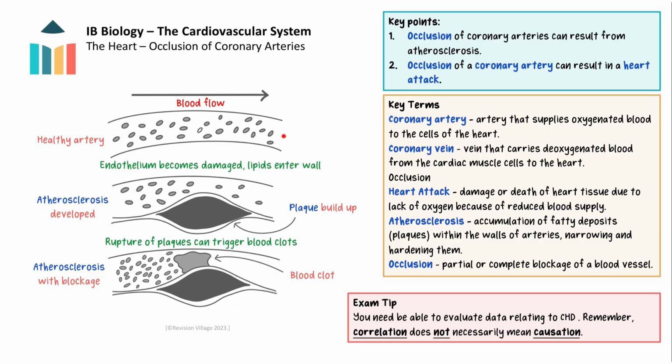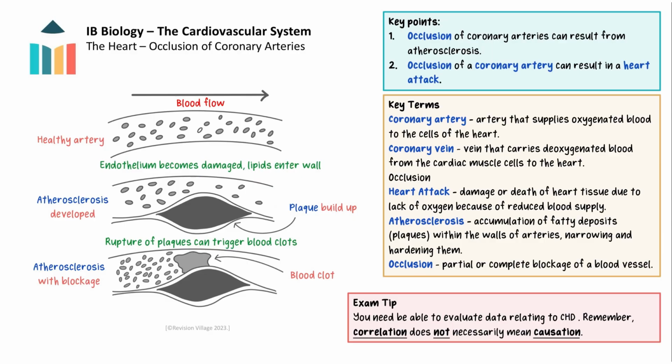The process begins with damage to the inner endothelial lining of the arteries, possibly due to high blood pressure or inflammation. When the endothelium is damaged, it becomes more permeable, allowing lipids to enter the artery wall. These lipid particles accumulate and form plaques. As plaques grow, they can protrude into the artery lumen, narrowing the space through which blood can flow. This reduction in blood flow is known as an occlusion.